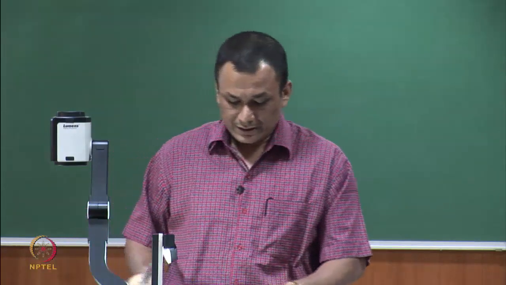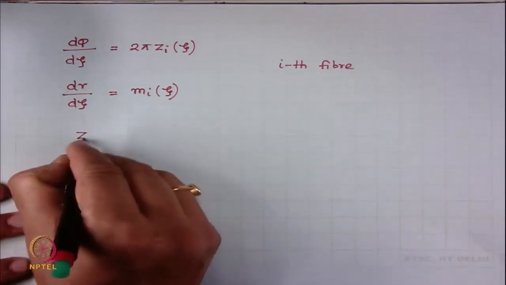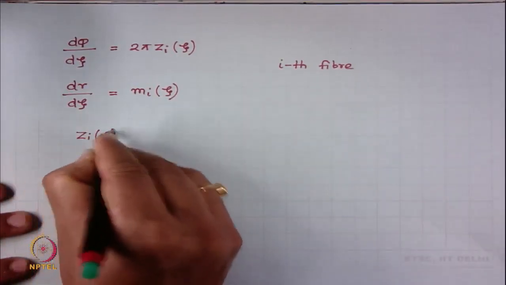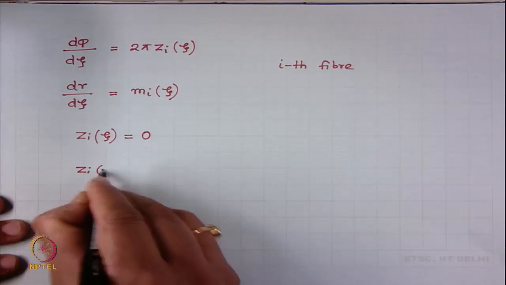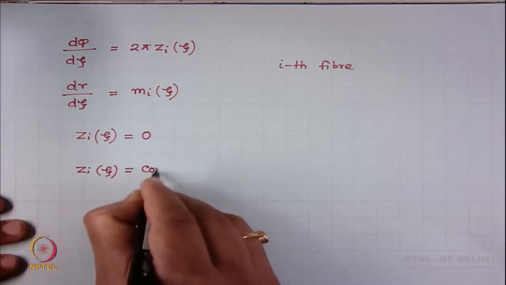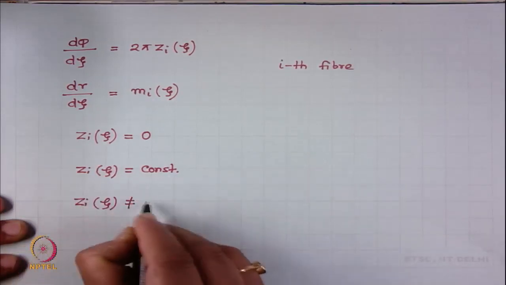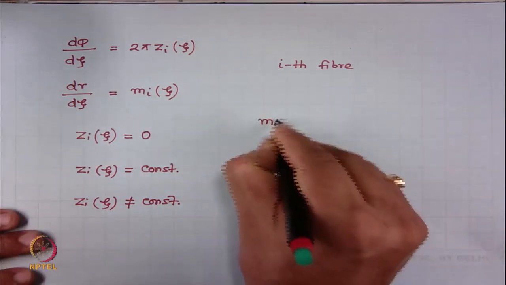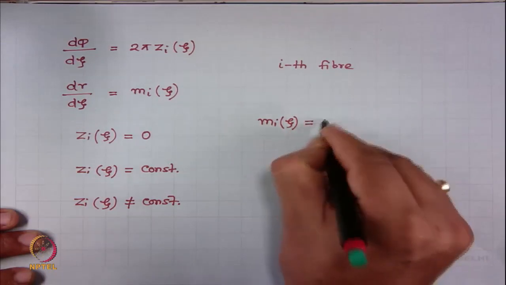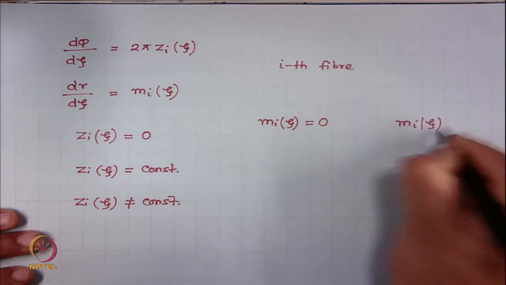So, these two functions: this can be equal to 0, this can be equal to constant, this function cannot be constant, three possible situations. Similarly, this function for ith fiber can be equal to 0, or may not be equal to 0.